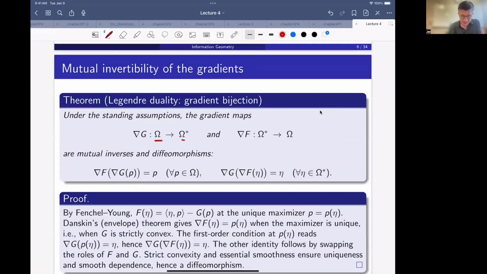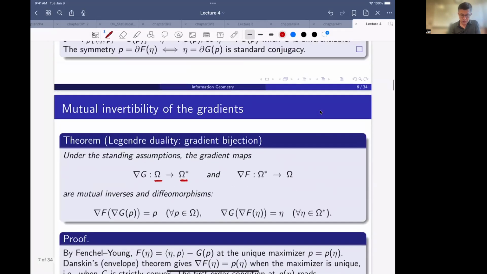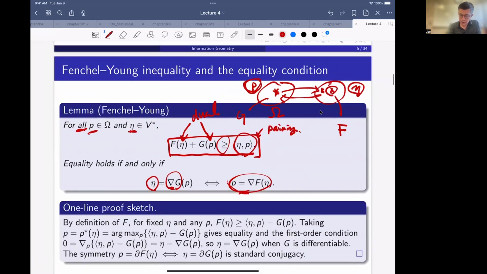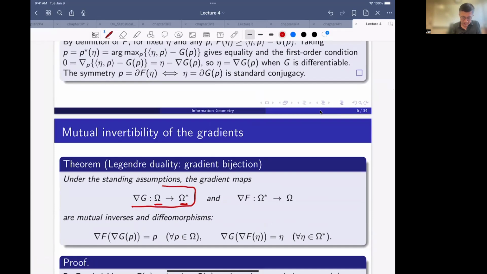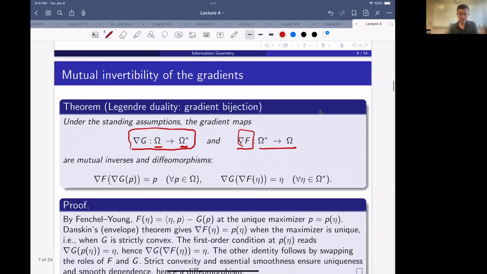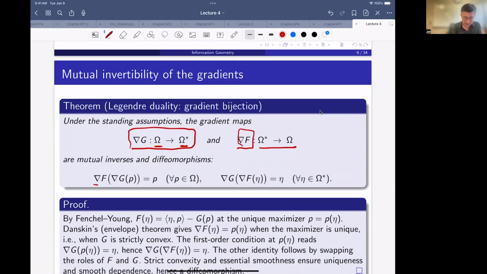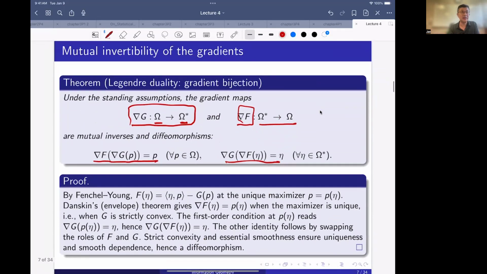So we have two spaces. Omega is this space, and omega star is this space, right? Something like that. And so this nabla G is from omega to omega star, while nabla F is from omega star to omega. And so then we have a mutual inverse and diffeomorphism. I think that means essentially just one-to-one. So the inverse function of nabla G is nabla F, and the inverse function of nabla F is nabla G, right?